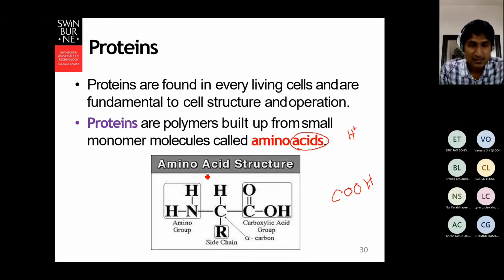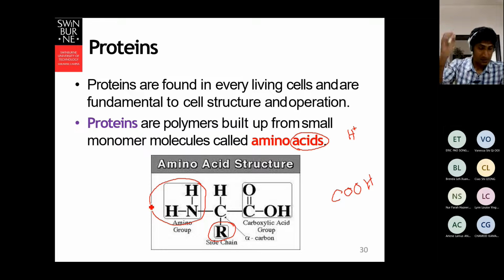So this amino acid is made of a carboxylic group and an amino group, and of course there is a carbon chain. And there is a side chain. It can be, or it cannot be. But the thing is, it can have a side group anyway.